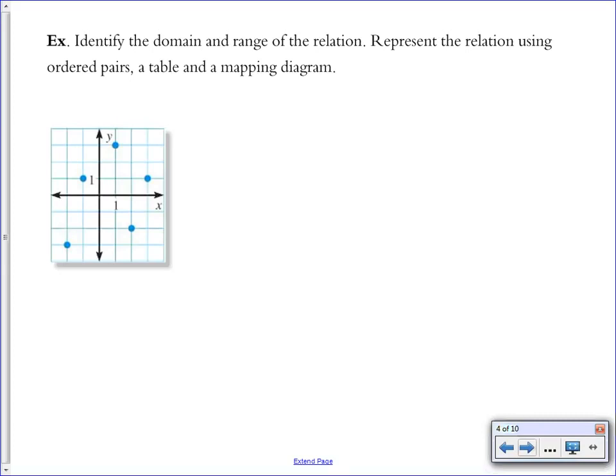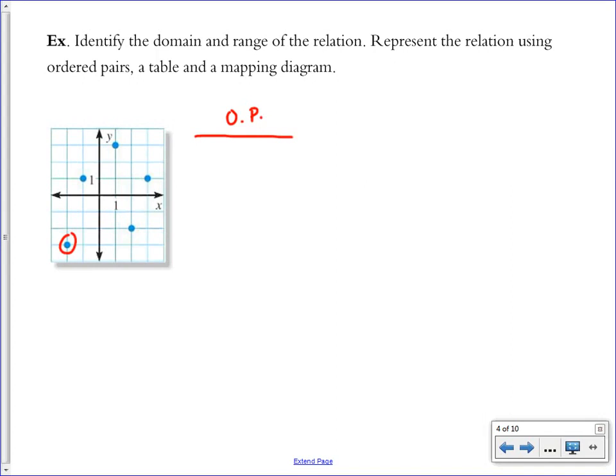You're given a graph. Let's represent it using the other forms first, and then we'll answer the question about domain and range. So let's start by using ordered pairs, which I'll abbreviate to OP, for the 5 blue points that we have on the graph here.